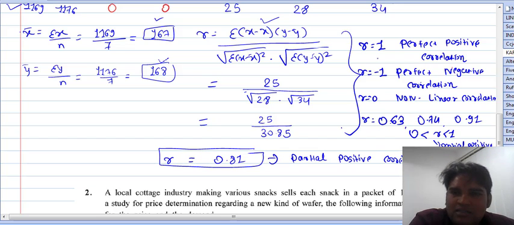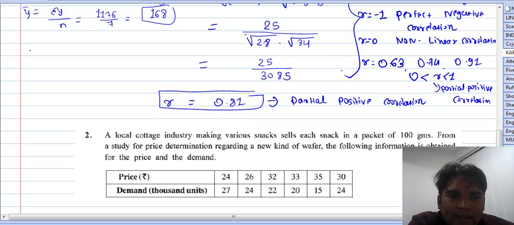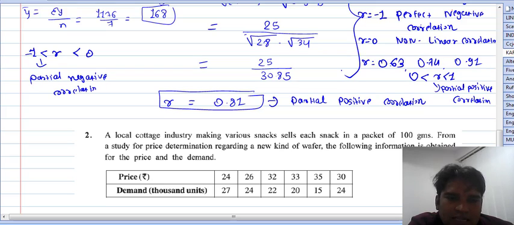And whenever you get an answer which is greater than -1 but less than 0, it's a partial negative correlation. What? If your answer is greater than -1 but less than 0, it indicates what? Partial negative correlation. Did you understand this?